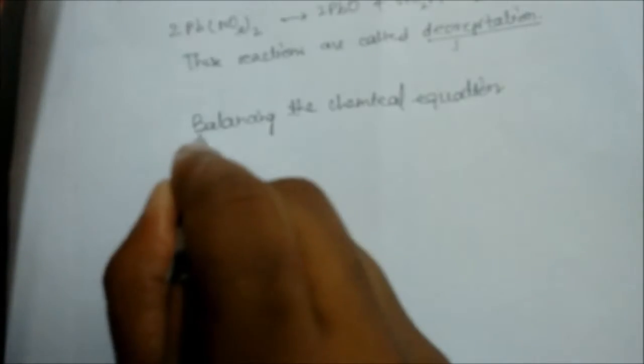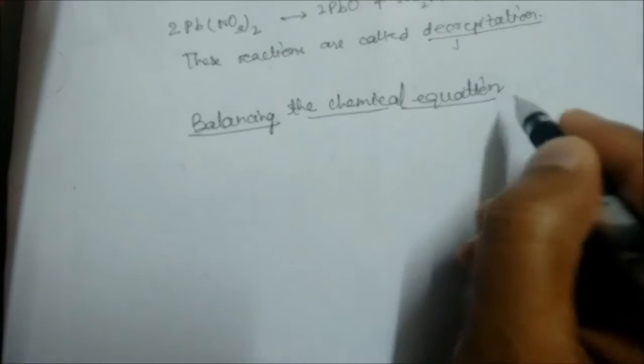After the characteristics of the chemical reaction, we will see how to balance the chemical equation. So next is balancing the chemical equation.